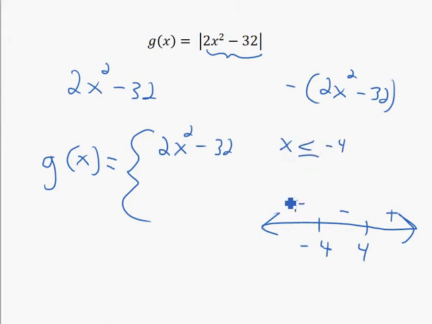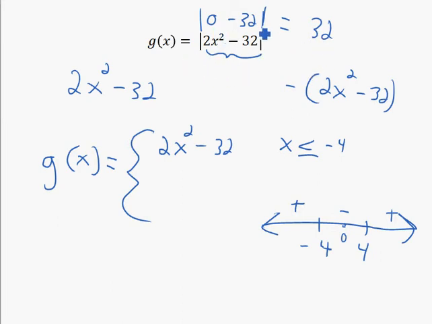At negative 4, this equals 0, and the absolute value of 0 is just 0. But once we pass negative 4, if we plug in a number between negative 4 and 4, any number we plug in there is going to make 2x squared minus 32 negative. For instance, let's just look at 0. If you plug in 0, you get 2 times 0, which is 0, minus 32, absolute value. Well, the absolute value of negative 32 is 32. So 2x squared minus 32 was negative 32. However, g of x was positive 32 because of the absolute value.